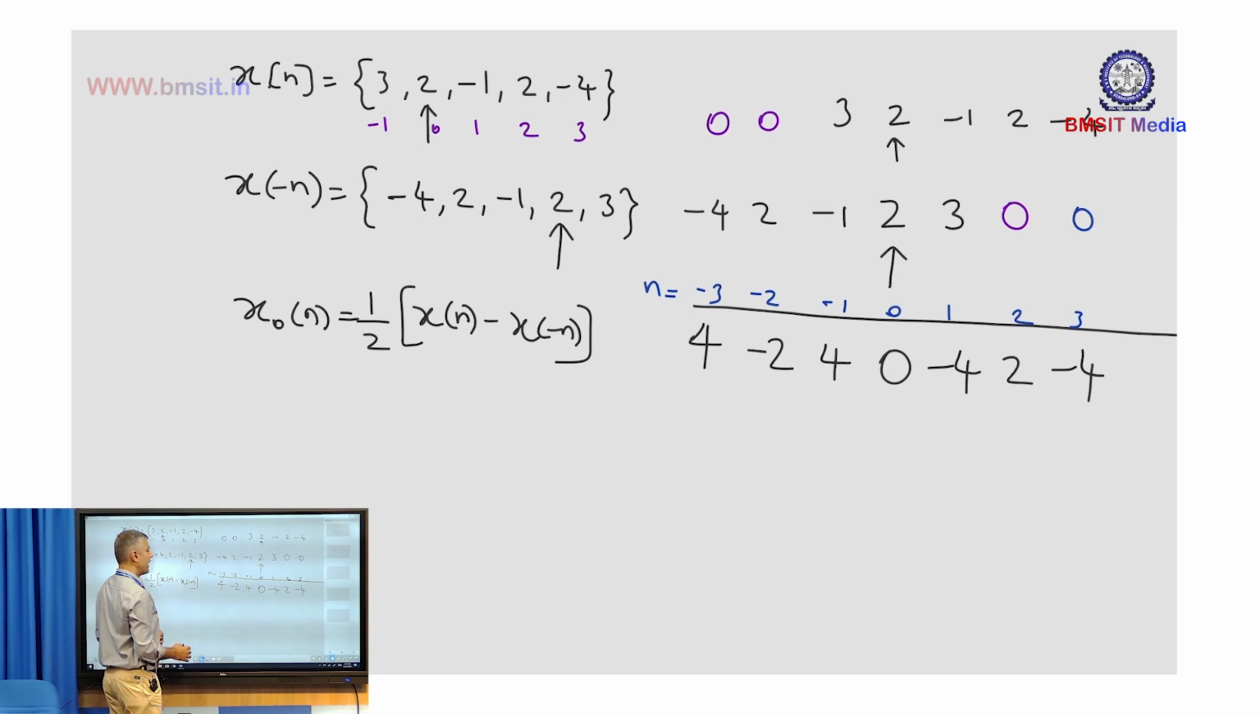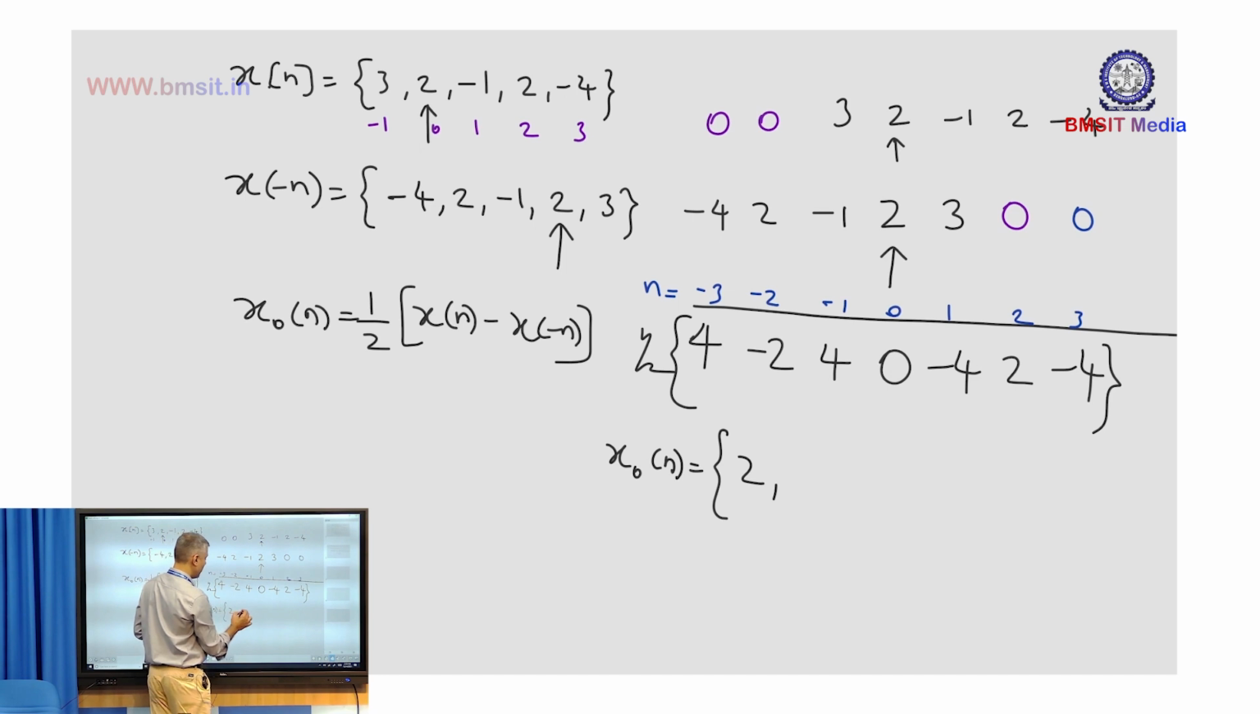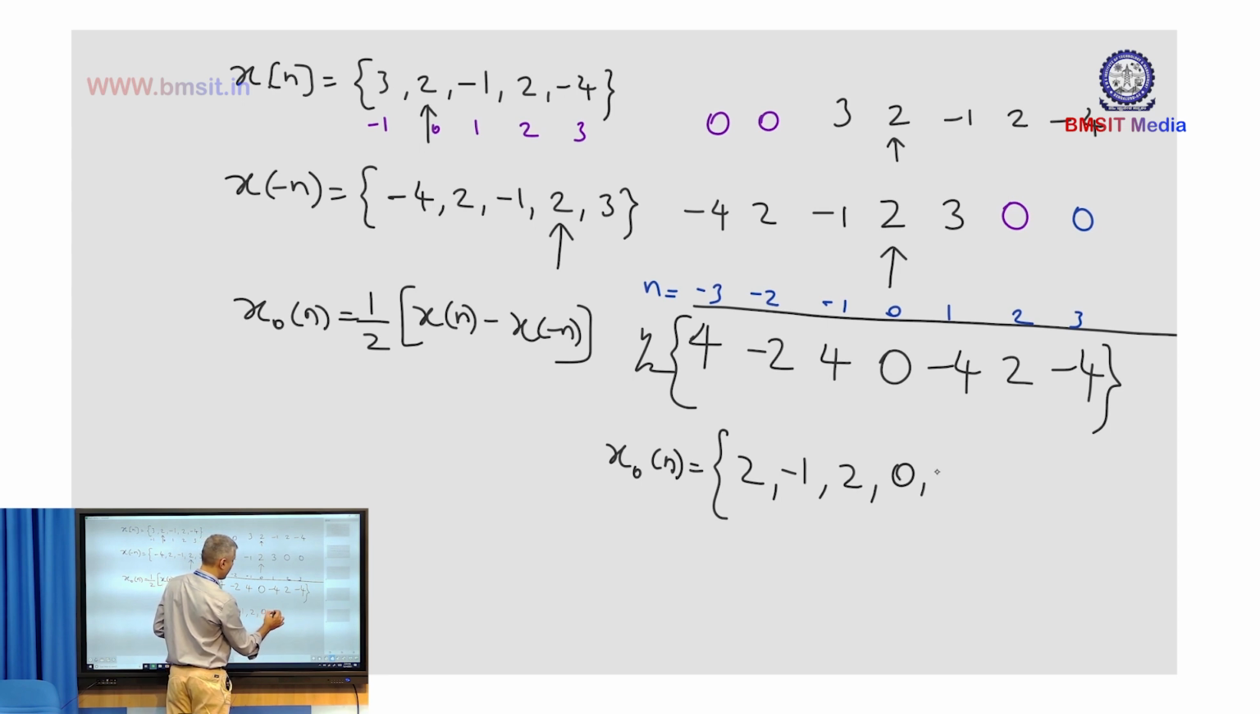So this is the value, and I am going to determine the half of all this. So the odd part, x odd of n, will be 2, because 4 by 2, then minus 2 by 2 is minus 1, then 4 by 2, 0 by 2, minus 4 by 2, 2 by 2, and minus 4 by 2.